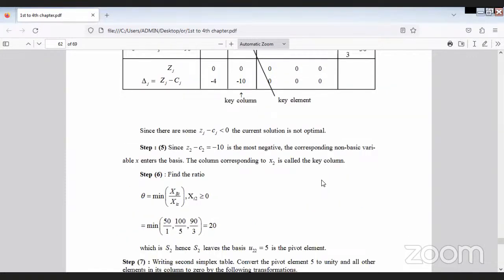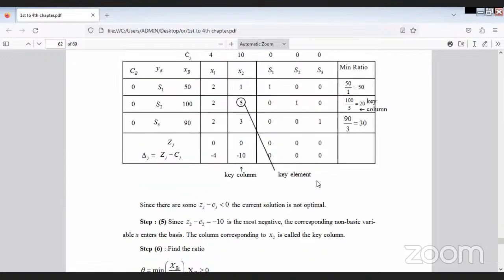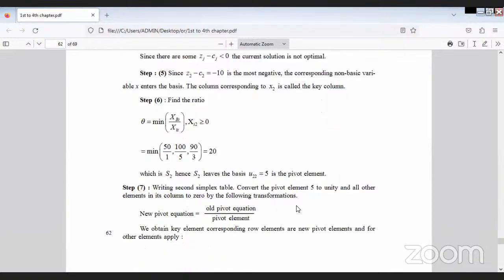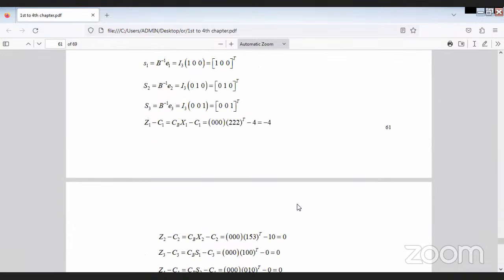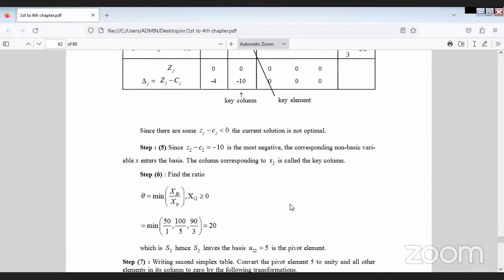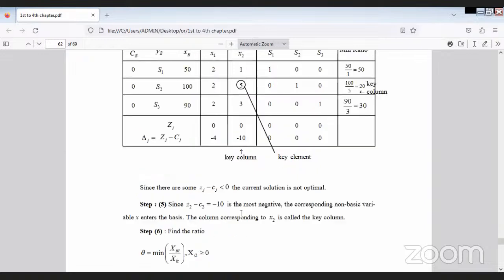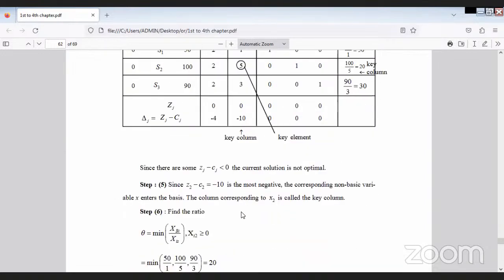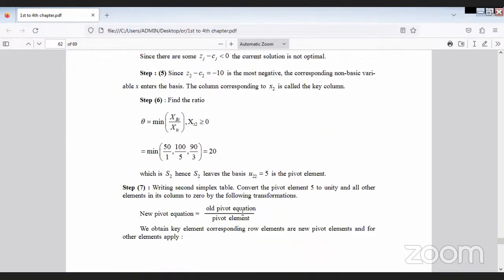ZJ minus CJ less than 0: the current solution is not optimal. If ZJ minus CJ is less than 0, the solution is not optimal; if greater than 0, the solution is optimal. Here Z2 minus C2 is equal to minus 10, so minus 10 is the most negative. For the corresponding key column, take the minimum of XB by XZ. So 50 by 1, 100 by 5 and 90 by 3.